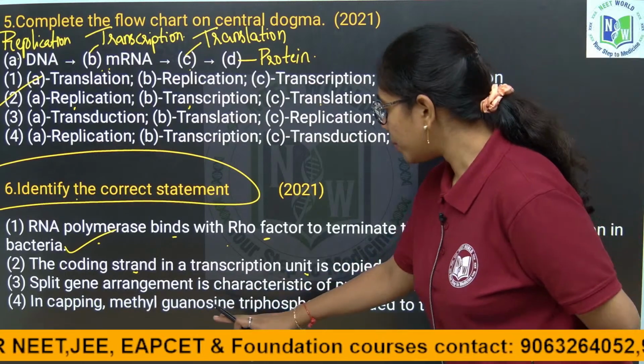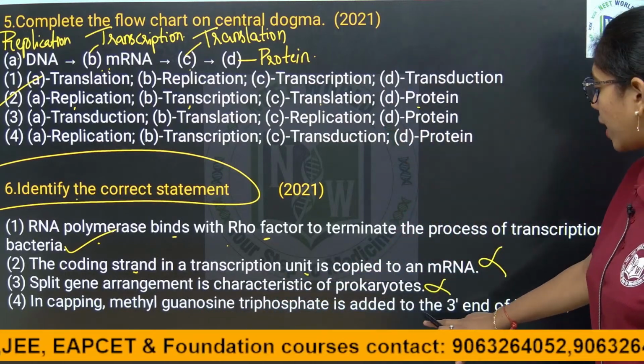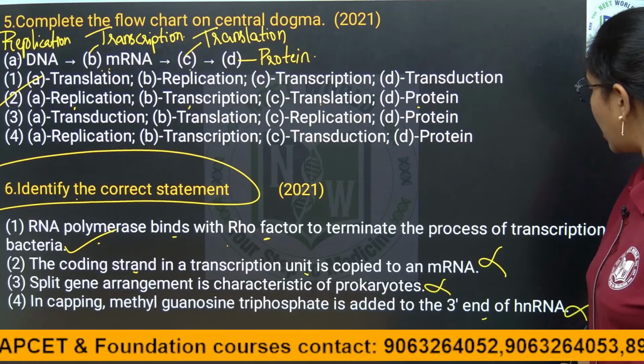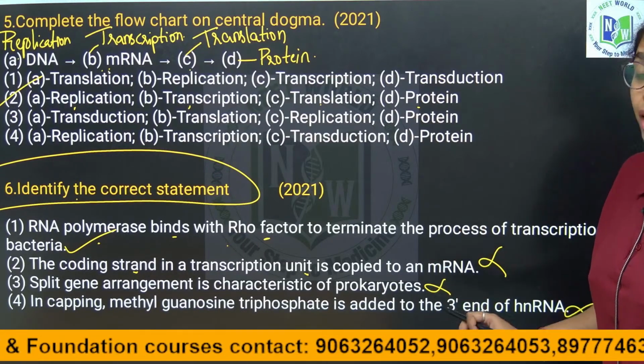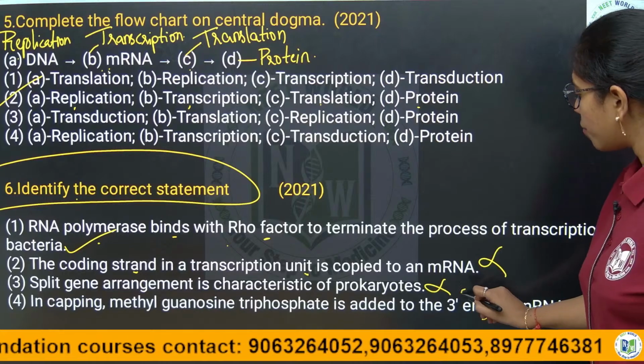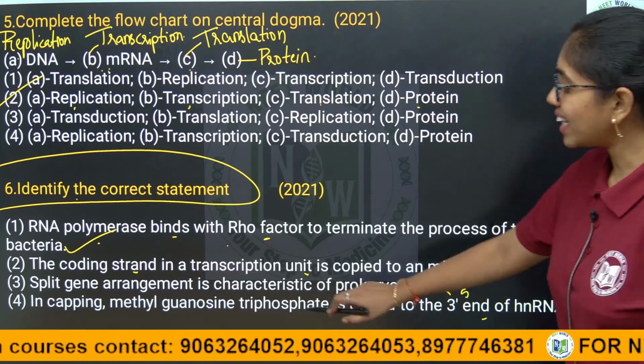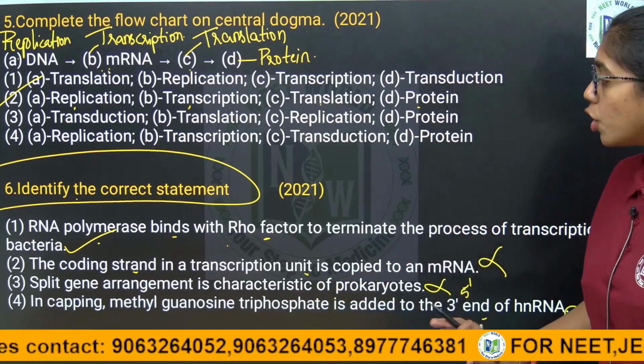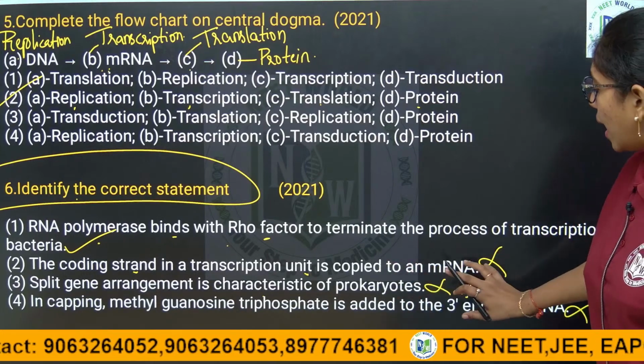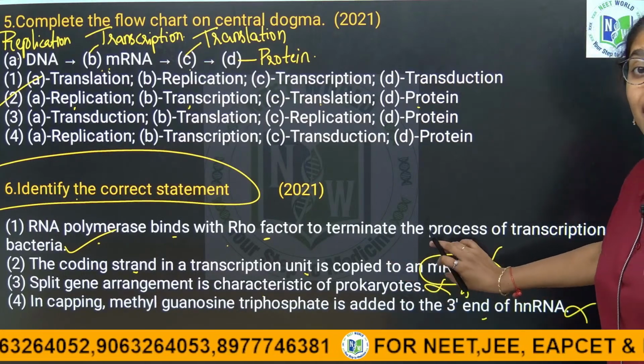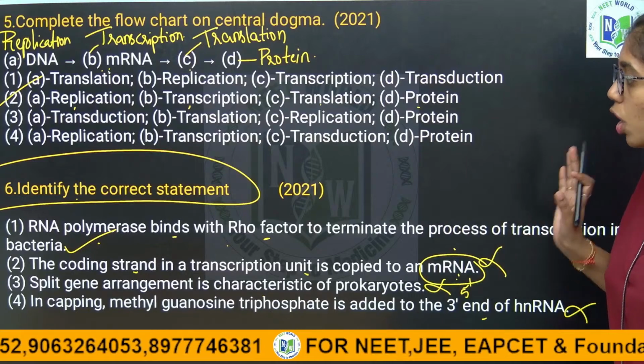In capping, methyl guanosine is added to 3' end, wrong. In capping, methyl guanosine is added to 5' end. Split gene arrangement is seen in eukaryotes and mRNA is copied from the template strand, not from the coding strand.